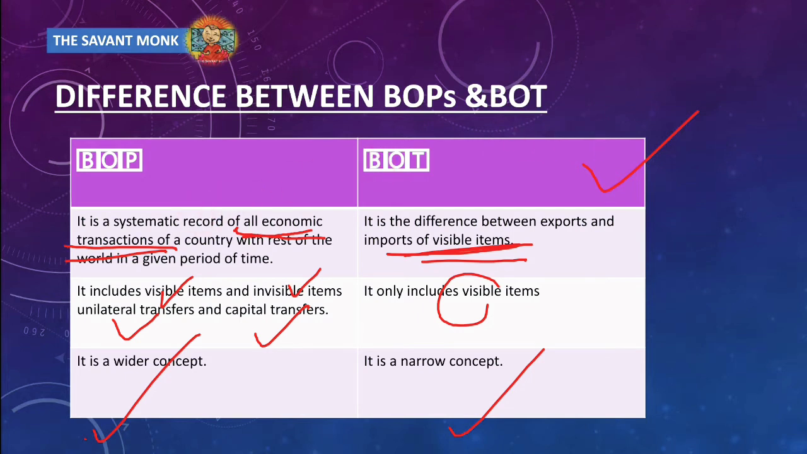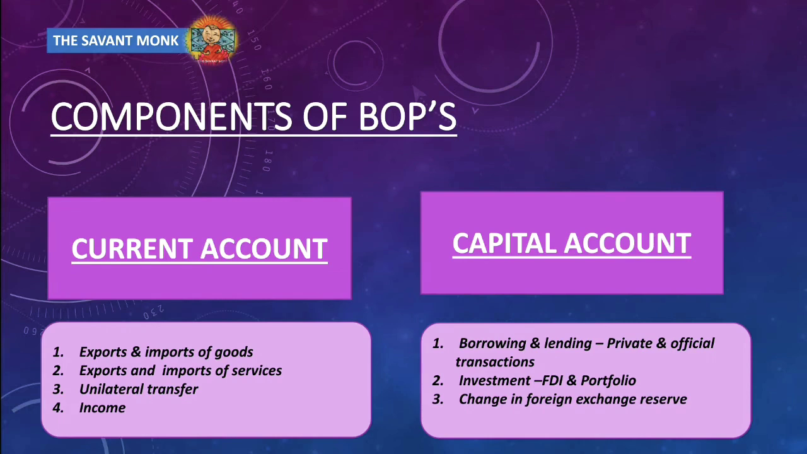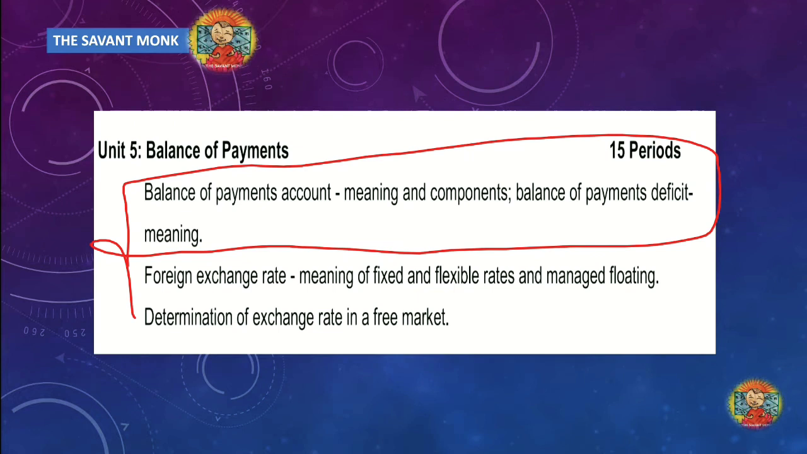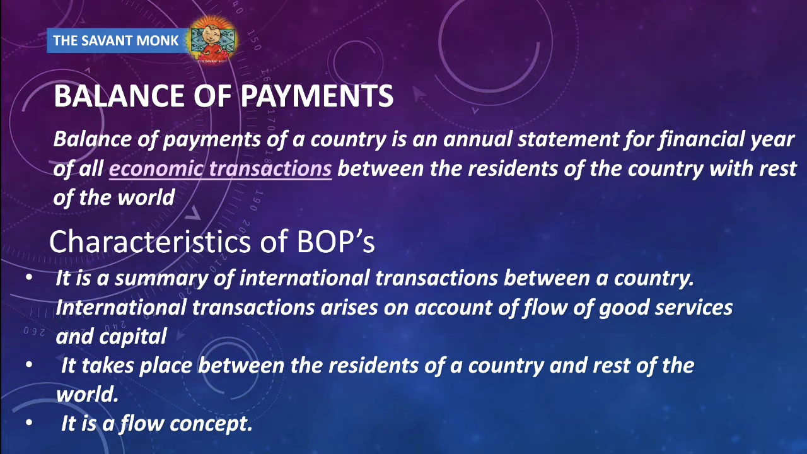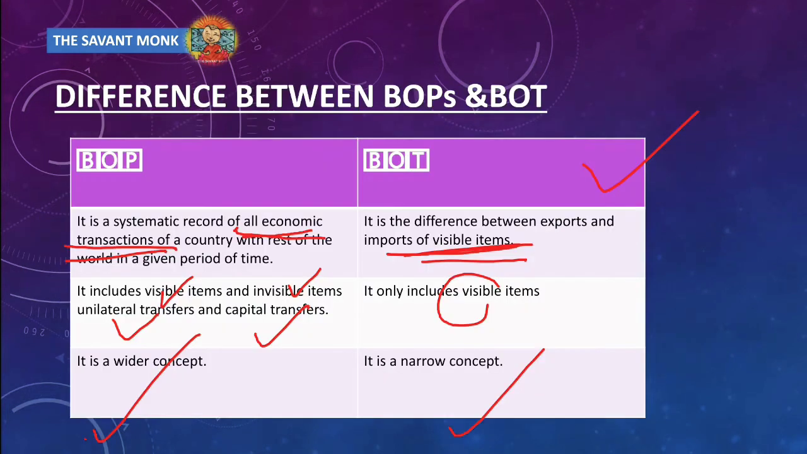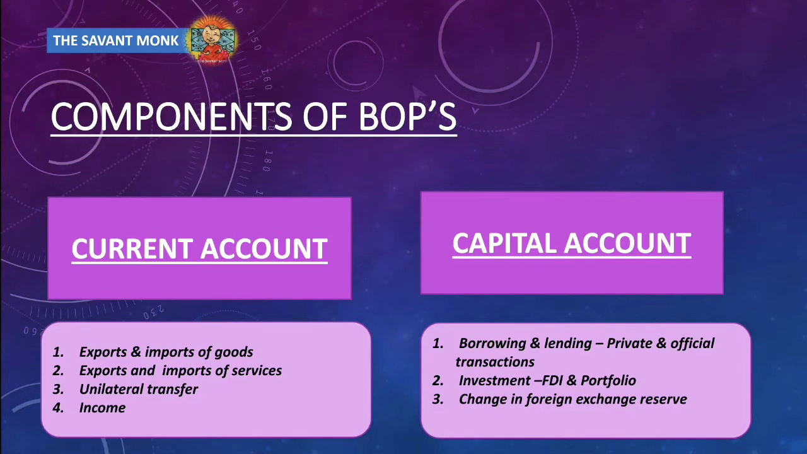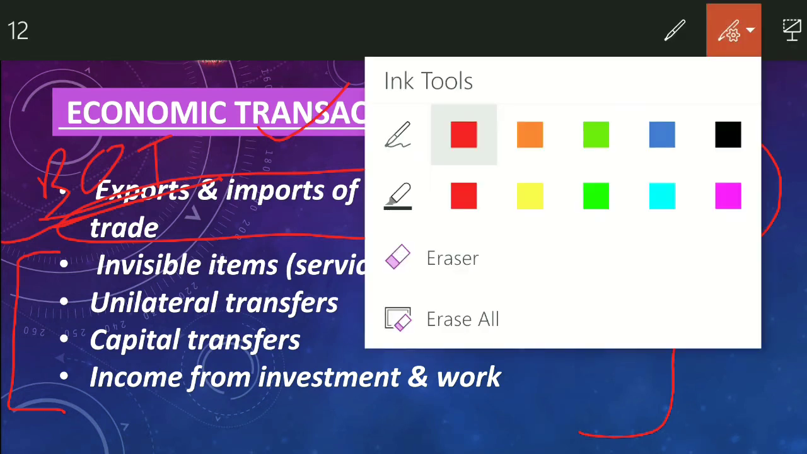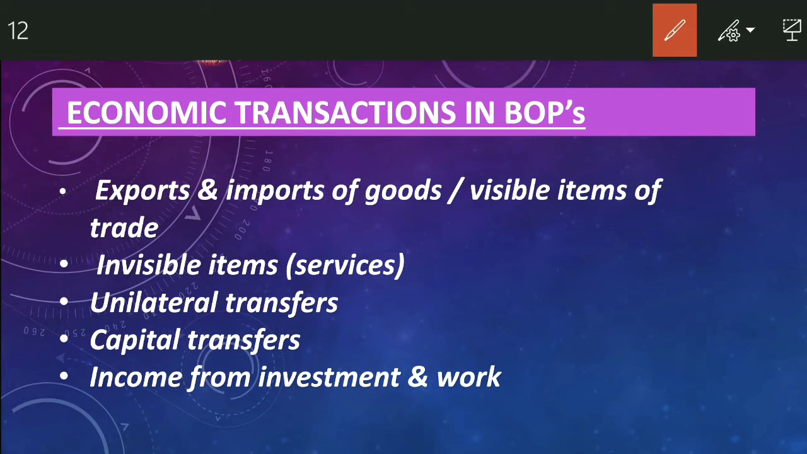Okay, so if a question comes to differentiate between these two, I hope that you can now do that. Okay, now let's move further to the components of balance of payments. As per your syllabus, you can again see over here that first we have to do meaning and then components. So we are done with the meaning, right? We did it in a very detailed way by deriving characteristics and features. Now we will do the components of balance of payments. While telling you about economic transactions, I told you that there are 5 components of economic transactions, right? Exports and imports of goods, invisible items, unilateral transfer, capital transfer, and income from investment and work, right?